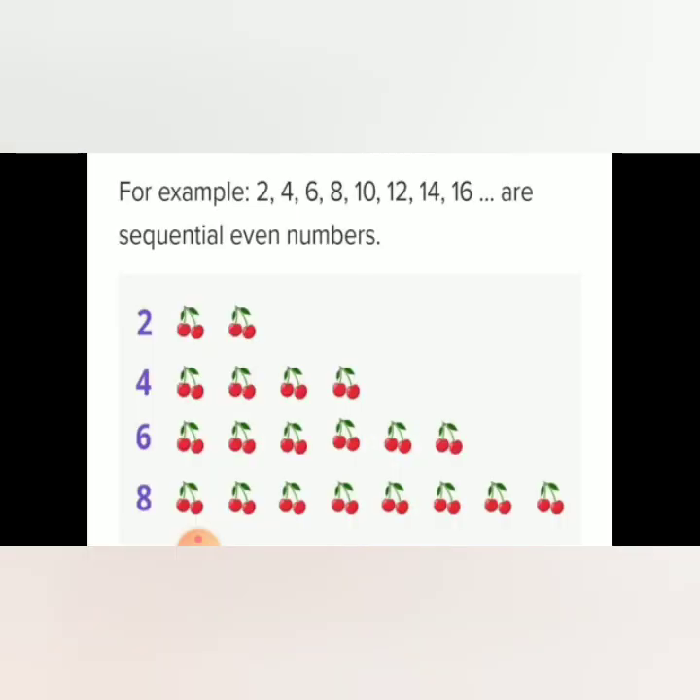For example, 2, 4, 6, 8, 10, 12, 14, 16, 18 and so on are sequentially even numbers. If you look down, they all are in pairs. So they all are even numbers.